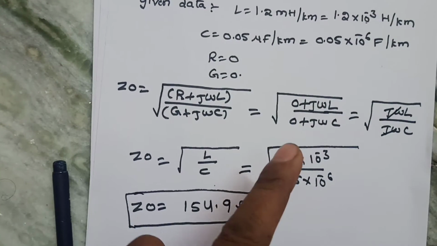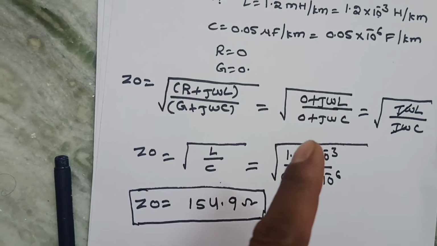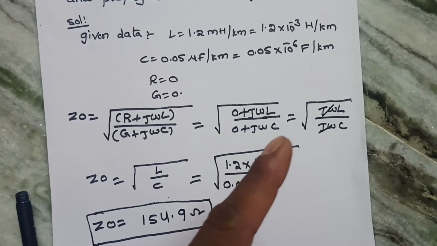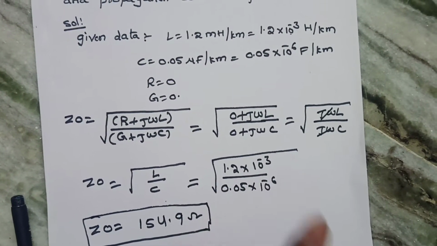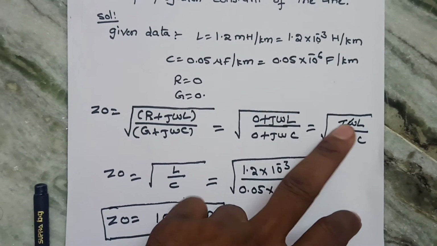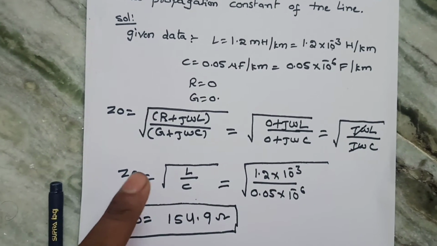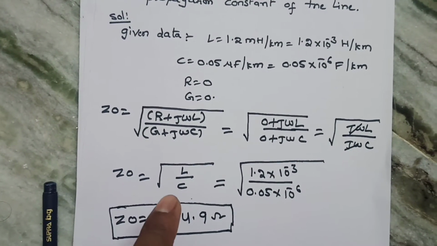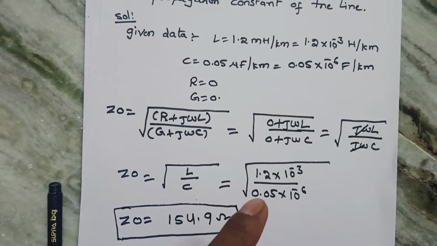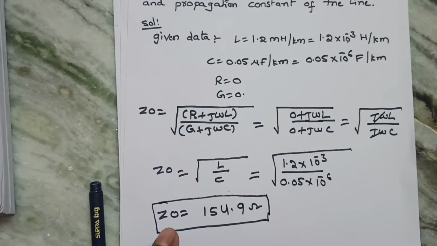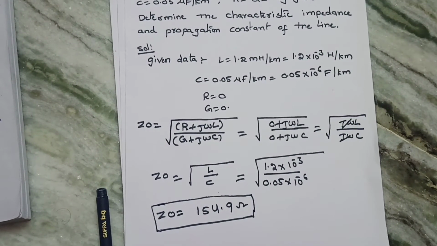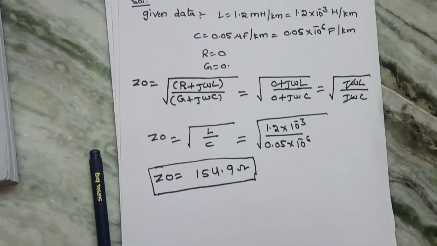So that's why the square root of (0 + jωL) / (0 + jωC), and the equation becomes square root of jωL by square root of jωC. The jω terms both cancel. Then the value becomes Z0 equals square root of L by C. We substitute the L value and C value, and the total characteristic impedance becomes 154.9 ohms.